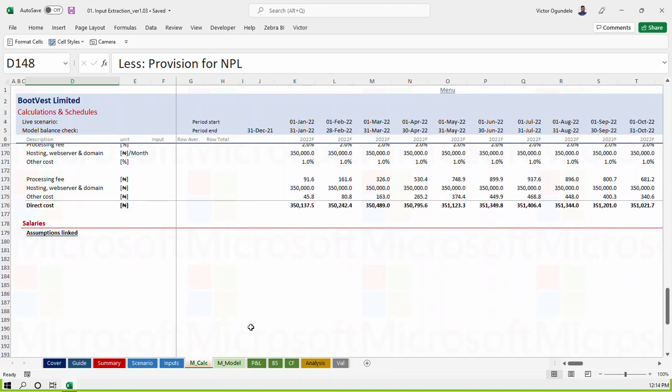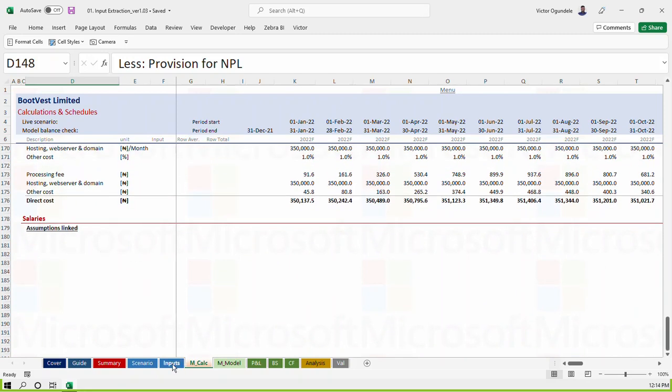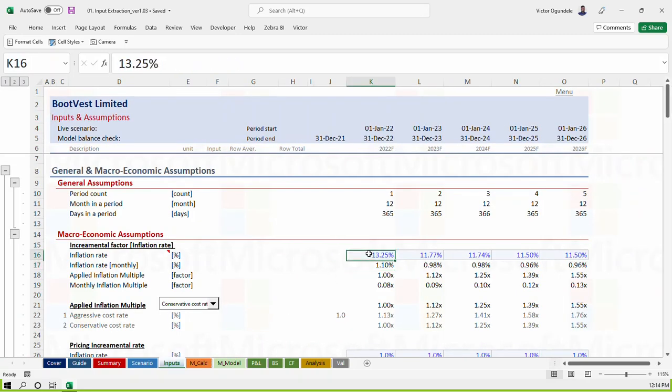So I hope you've seen that. So assumption list. So we said we should go back to our inputs. Here we have our respective rate.